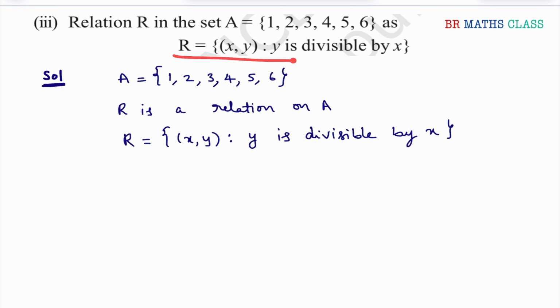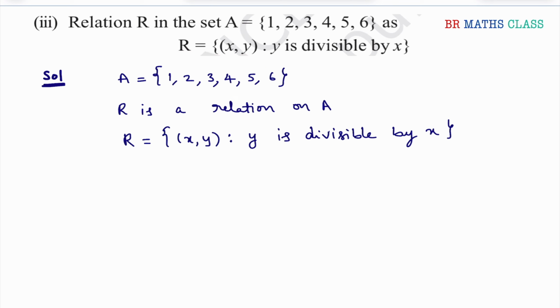The main important thing is how the relation is defined. They define the relation like this: R equal to ordered pairs (x, y) such that y is divisible by x. Before continuing further, you need to know about A cross A, because all these ordered pairs are from A cross A.